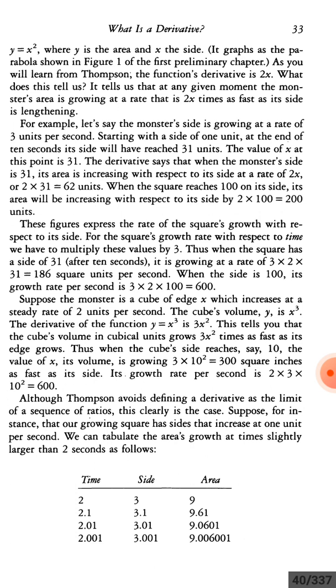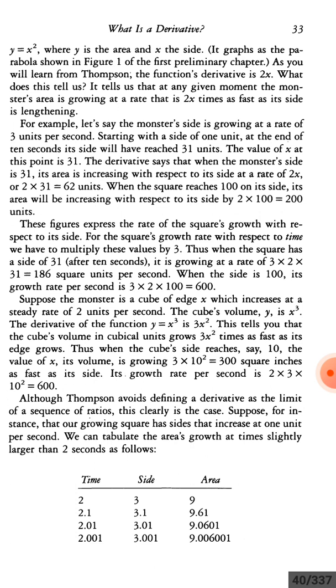For example, let's say the monster's side is growing at a rate of 3 units per second. Starting with a side of 1 unit, at the end of 10 seconds its side will have reached 31 units. The value of x at this point is 31. The derivative says that when the monster's side is 31, its area is increasing with respect to its side at a rate of 2x, or 2 multiplied by 31 equals 62 units. When the square reaches 100 on its side, its area will be increasing with respect to its side by 2 multiplied by 100 equals 200 units.